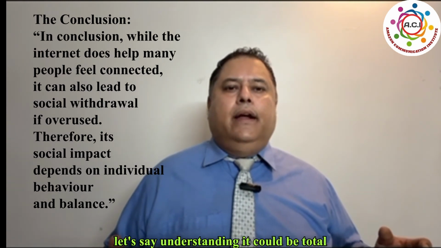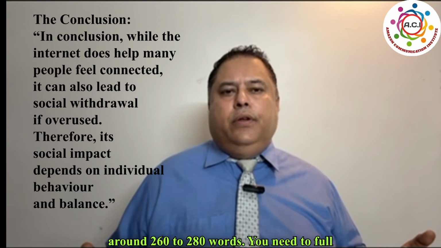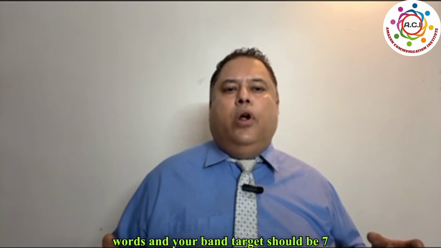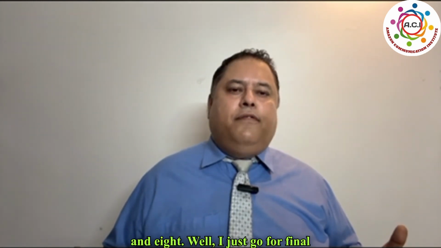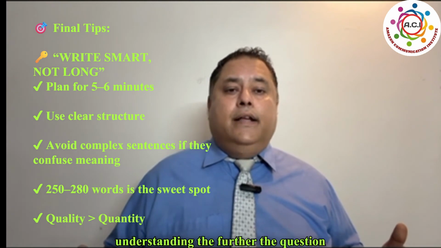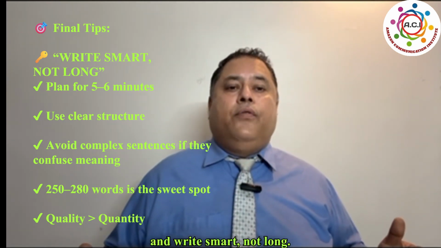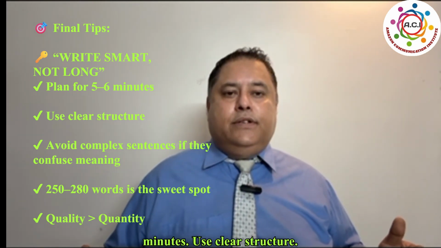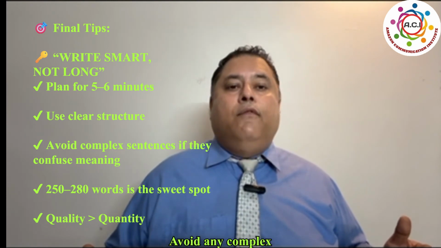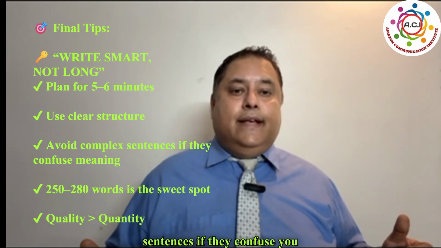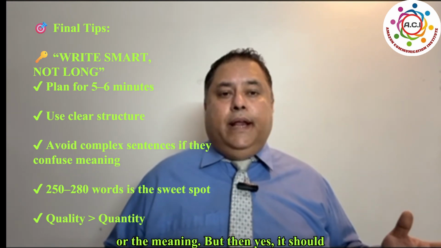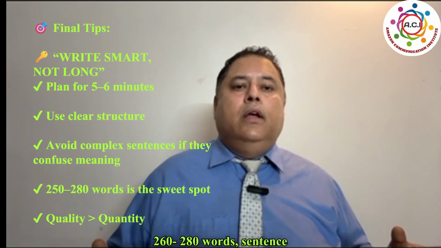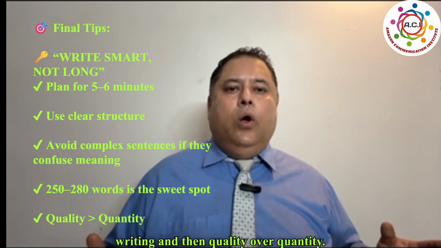So the total should be around 260 to 280 words. You need to pay full attention to not writing more than 280 words, and your band target should be 7 and 8. Now for the final tips: understand the question and write smart, not long. Decide whether it is one-sided or two-sided, and plan for 5 to 6 minutes. Use a clear structure. Avoid any complex sentences if they confuse you or the meaning, but a good balance of all types of sentences should be there, 260 to 280 words, and quality over quantity.